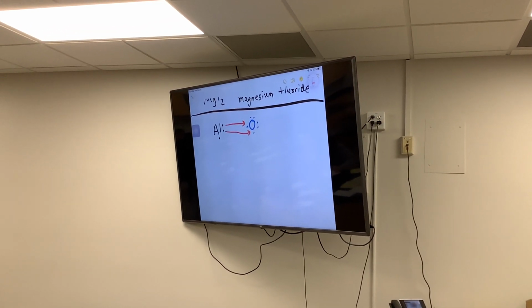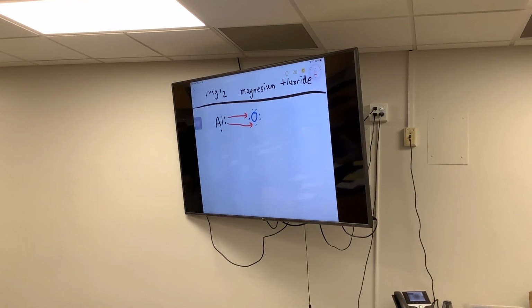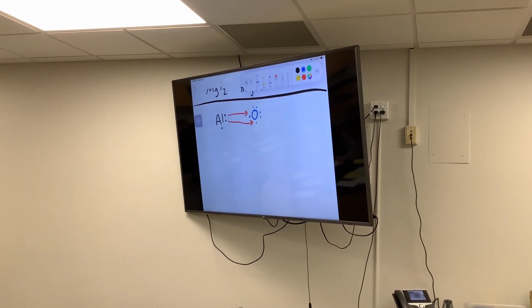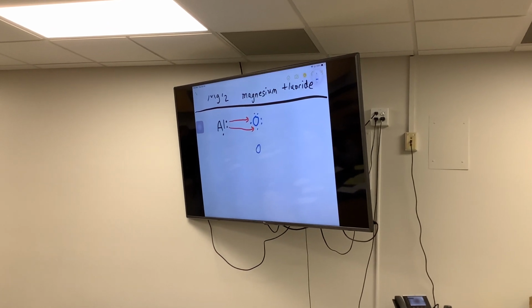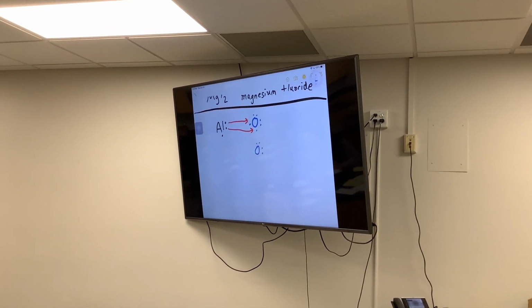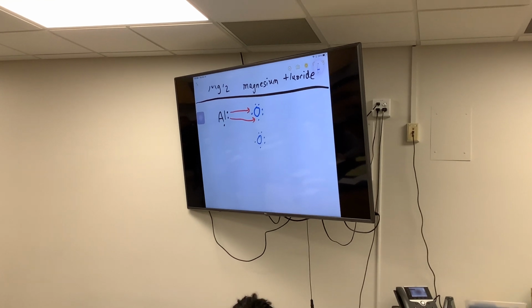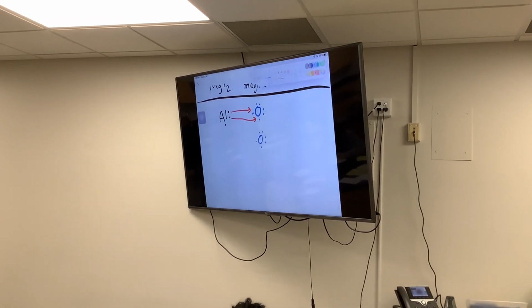Except what's the problem here? Aluminum's not happy. It still has 1 valence electron that it doesn't want. So we're going to need another oxygen.